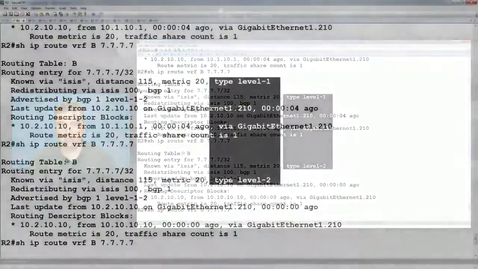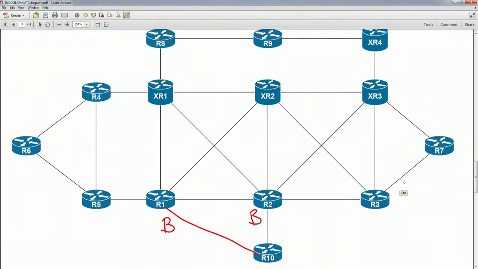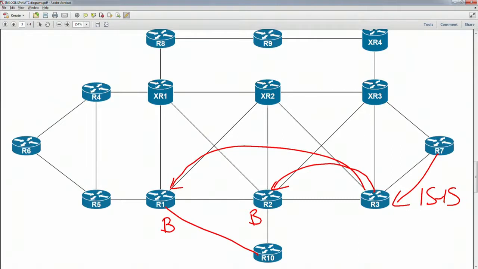But essentially what the problem is, is that the route is learned to begin with from router 7. Okay, 7 advertises it as ISIS to router 3. 3 redistributes it into BGP. It goes to router 2 and it goes to router 1. Okay, let's assume now that router 2 has received the route first.